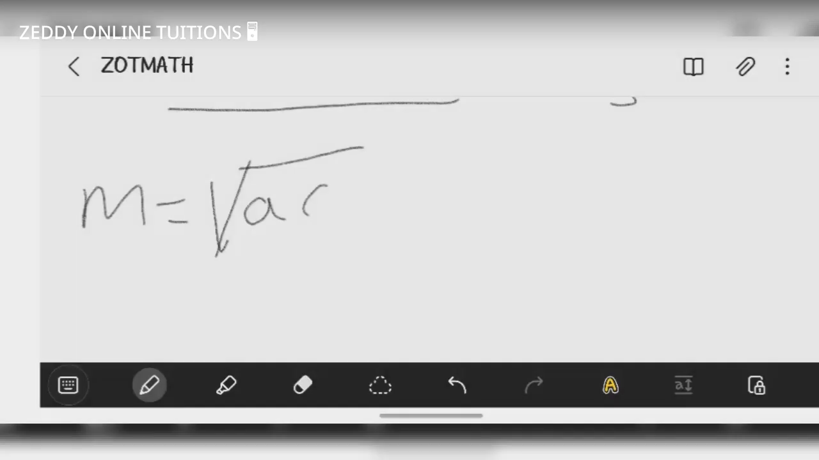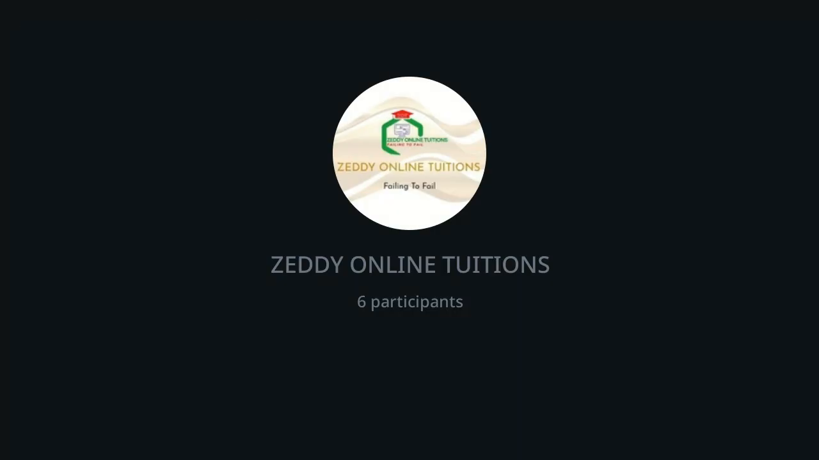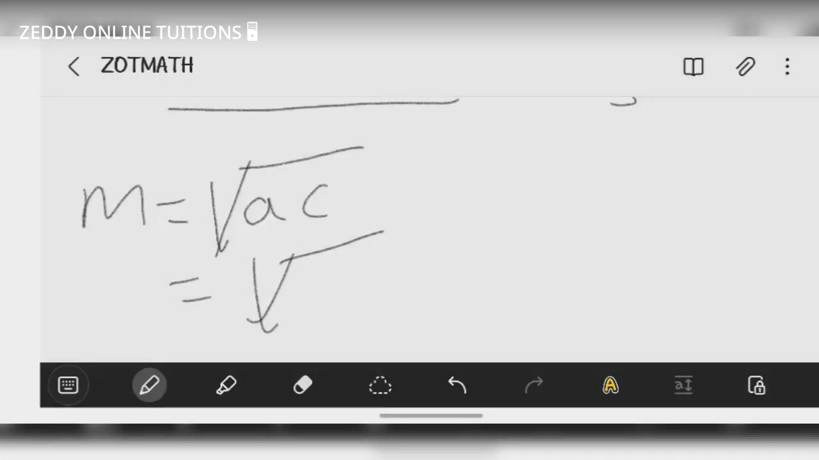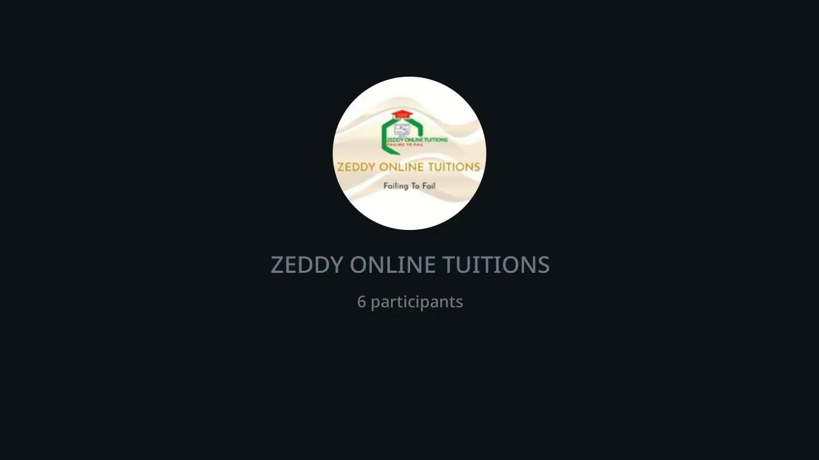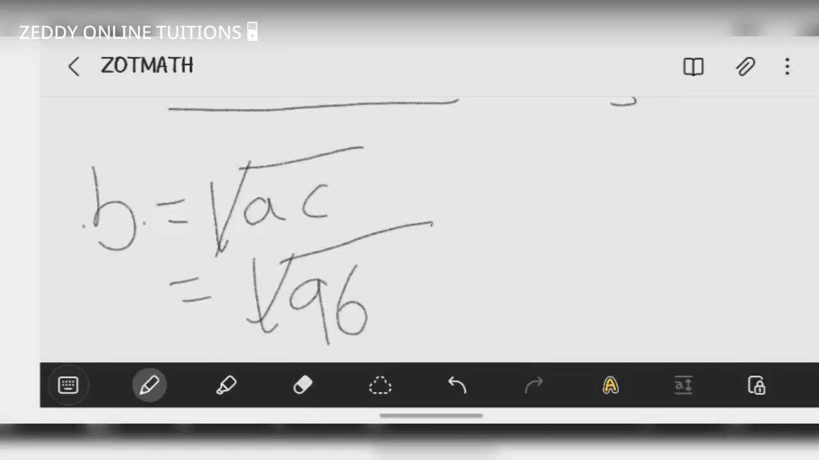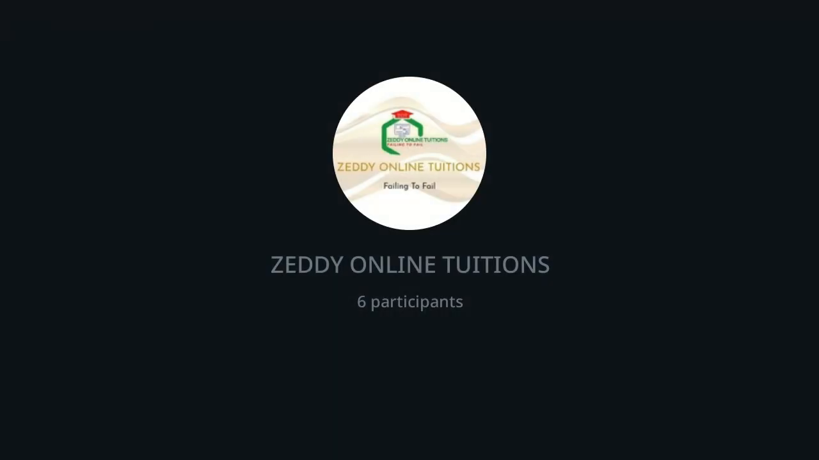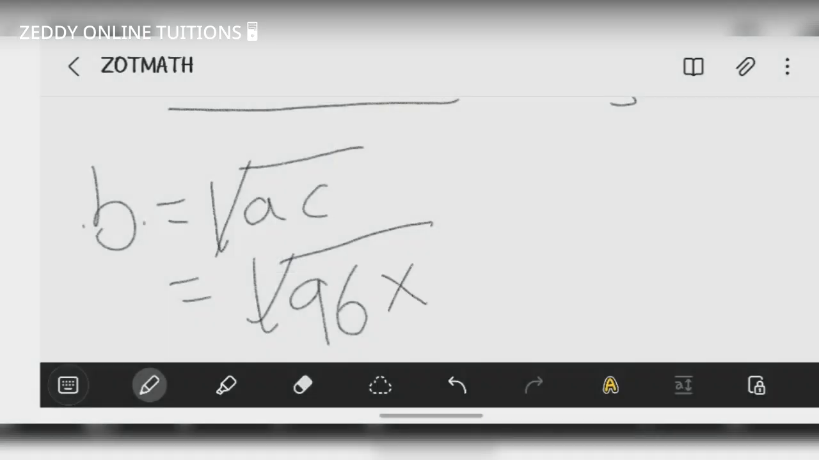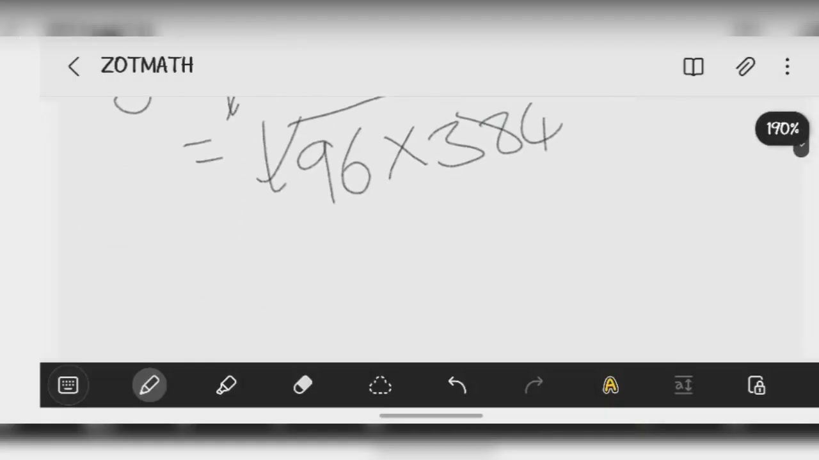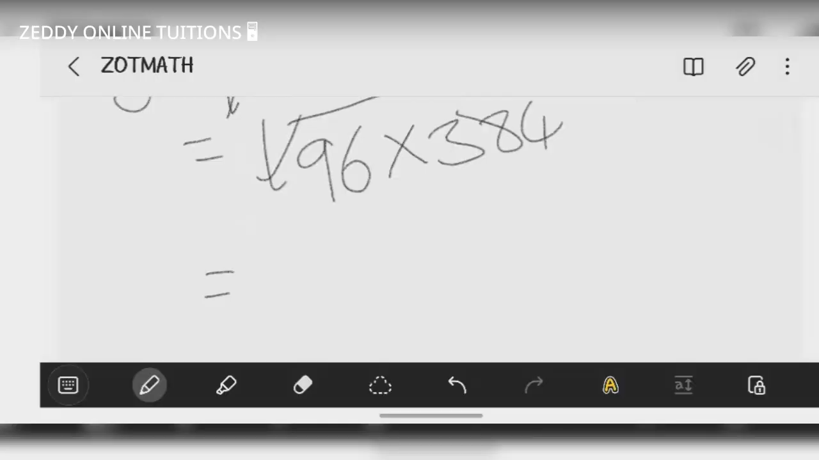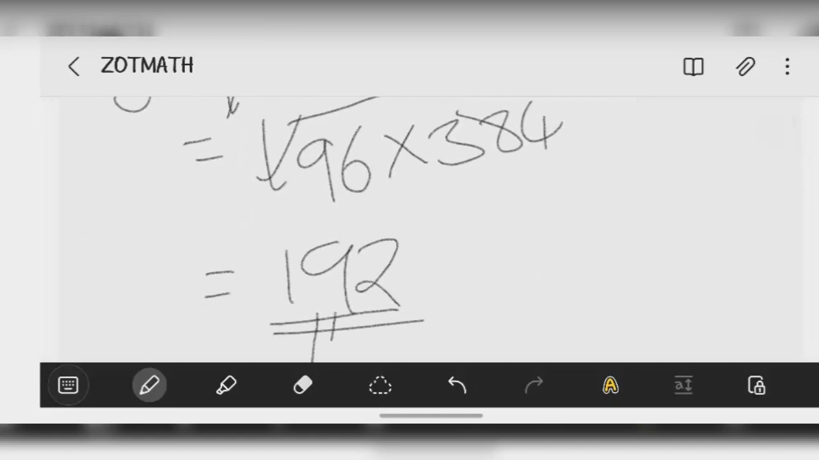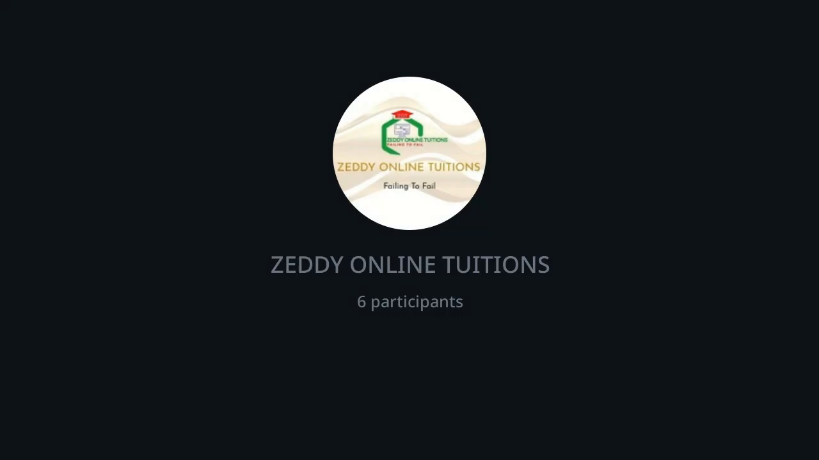And then we are going to have the numbers in here. So 96. Let's put B here, because the geometric mean in this case is B. B equals the square root of 96 multiplied by 384. And then from there we calculate. What are we getting? We are getting 192. Are we together up to this point? So that is going to be our geometric mean.